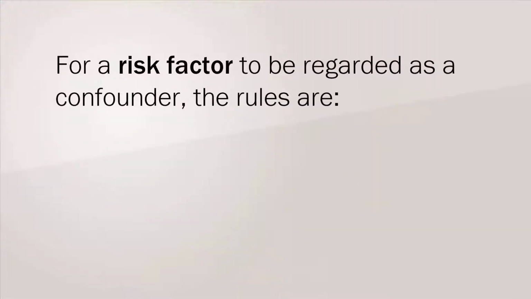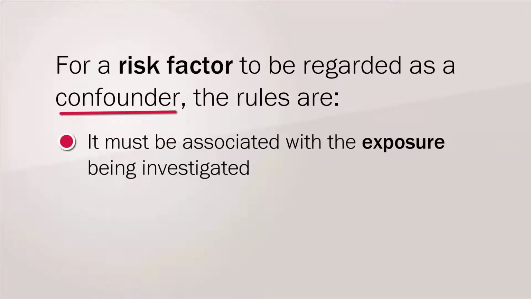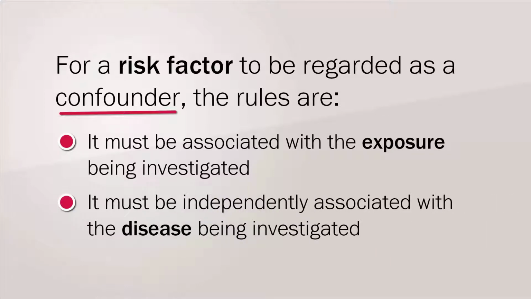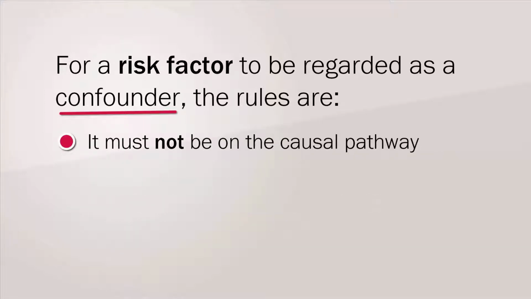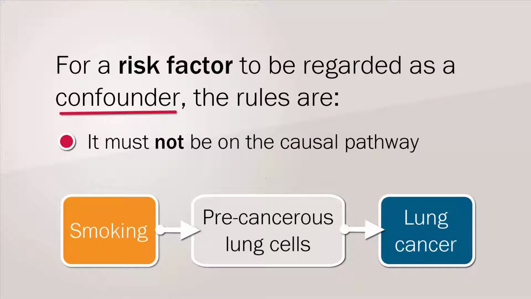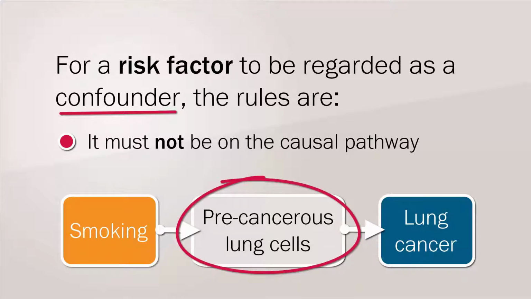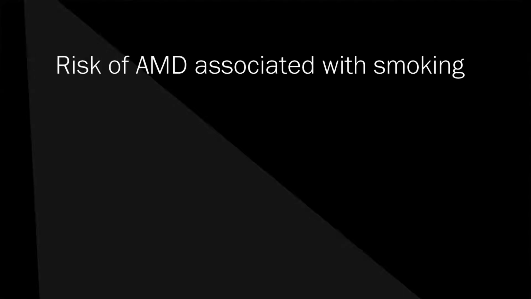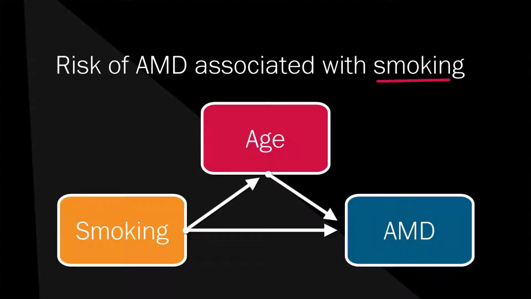For a risk factor to be regarded as a confounder, the rules are: it must be associated with the exposure being investigated. It must be independently associated with the disease being investigated. It must not be on the causal pathway. This is a factor that comes on the route from exposure to disease. Let's go back to our example looking at the risk of AMD associated with the exposure smoking. In this example, age would be a confounder because it is independently associated with AMD and it is not on the causal pathway.